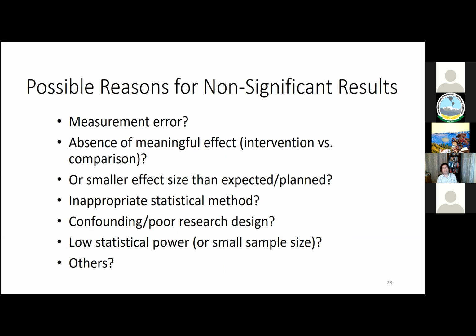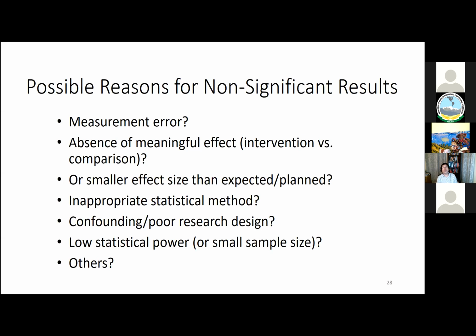So then briefly, possible reasons for non-significant results, right? What would be some of the reasons that you are observing a non-significant result? One potential reason could be measurement error, right? Your measurement was not very precise, or there was some bias, or there is an absence of a meaningful effect. There is some difference, but that's not meaningful, like a new treatment versus an old treatment. Or there is a smaller effect than you had expected or planned for. As a researcher, you are ambitious that you are going to see a larger effect, but in your actual study, you saw a smaller one. That's why your test was not significant.